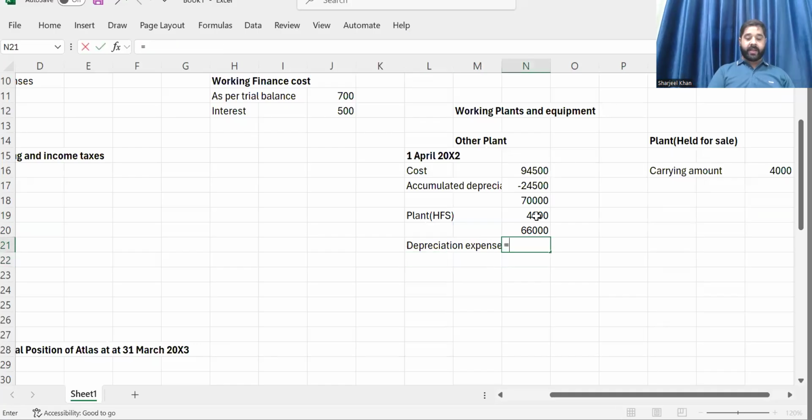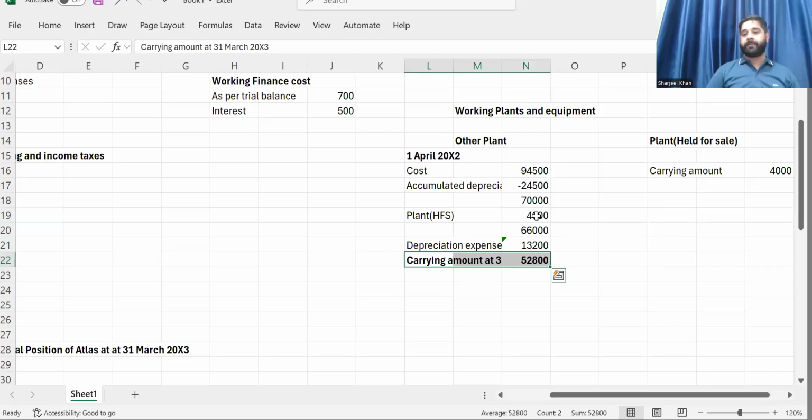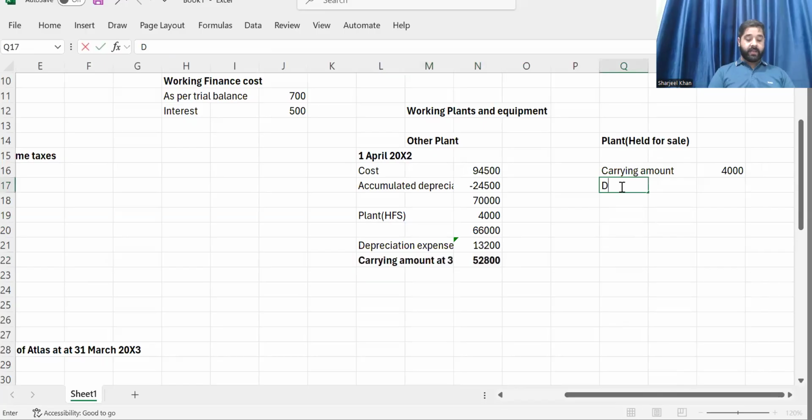Now we have to charge the depreciation expense. The depreciation expense is 20% per annum reducing balance method, so carrying value multiplied by the rate. That gives the depreciation expense, and the carrying amount at the end of the year will be 52,800. It is the carrying amount at 31st March 20x3, the year end. It is 52,800. Clear? Okay.